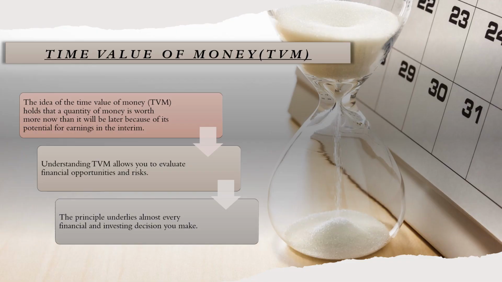TVM holds that a quantity of money is worth more now than it will be later because of its potential for earning in the interim. That means 1 ringgit as per today will not have the same value in future. TVM also allows you to evaluate financial opportunities and risks.